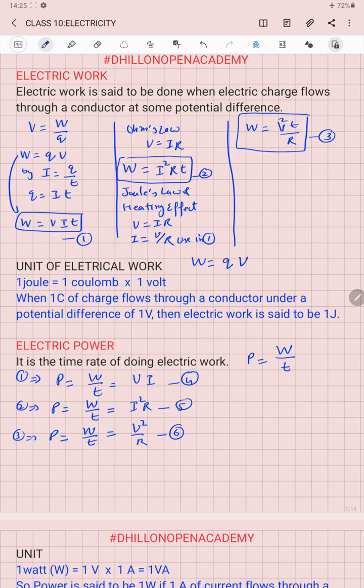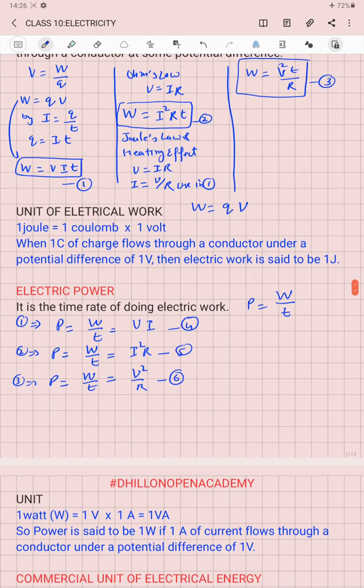So using the first, second and third equation, we can calculate electric work, and using 4, 5 and 6, we can calculate the electric power. Next is the unit of electrical power. Power is measured as the product of voltage and current. In the SI system, voltage has the SI unit 1 volt, and current has the SI unit 1 ampere. So the unit of power is 1 volt into 1 ampere, which is 1 volt ampere, known as 1 watt. So the power of an appliance will be 1 watt if 1 ampere of current is flowing through it under a potential difference of 1 volt.